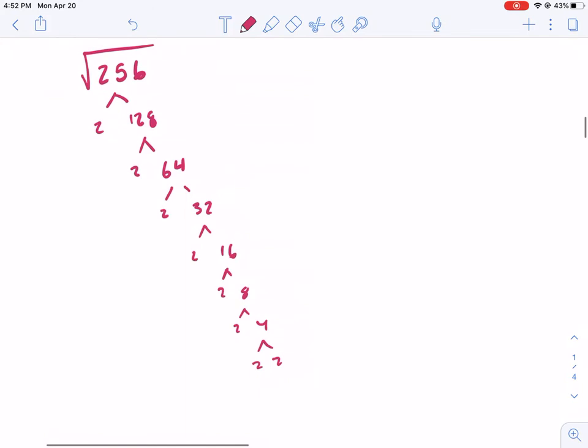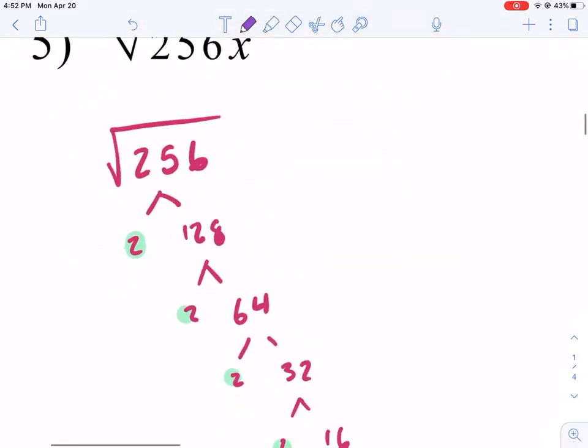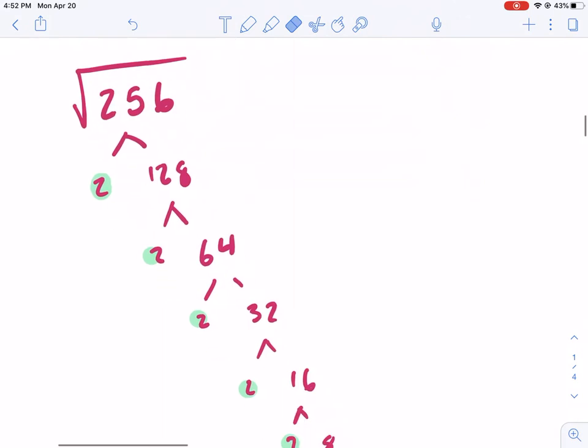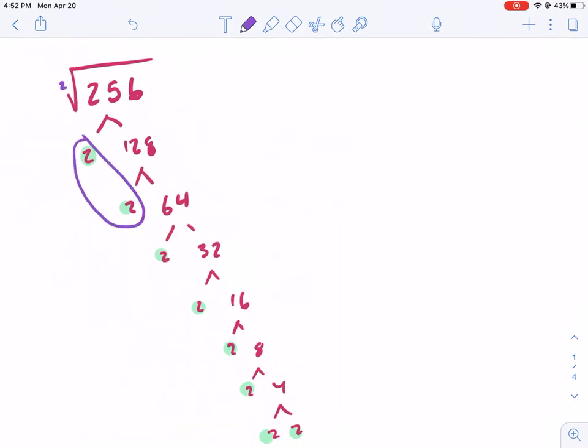Once I have all my prime factors, if you check, all these numbers are prime: 2, 2, 2, 2, 2, 2, all 2s. Since this is a square root, it is implied that we are looking for anything times itself twice that gives you 256, the number underneath the radical. So we're looking for pairs, two numbers that are identical.